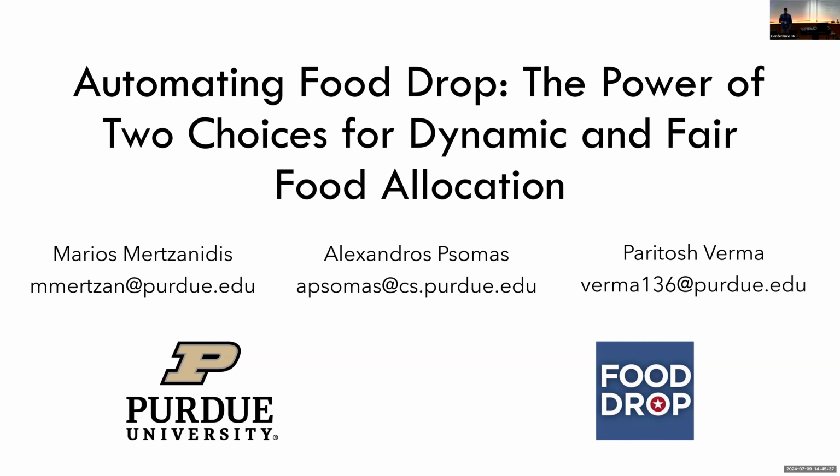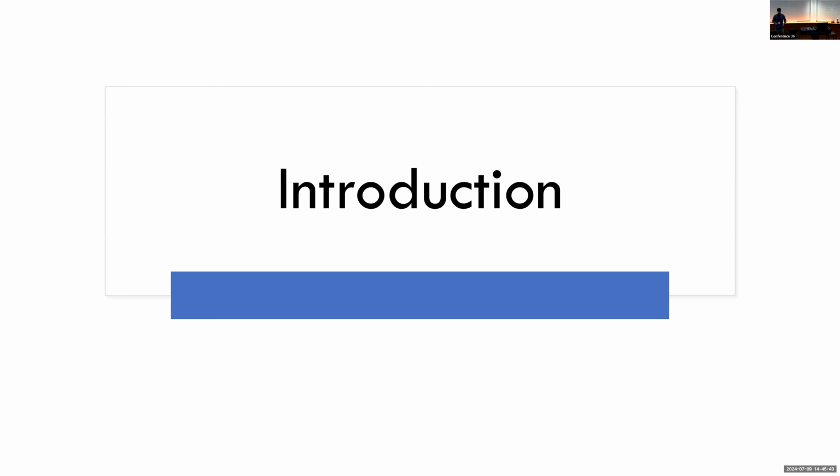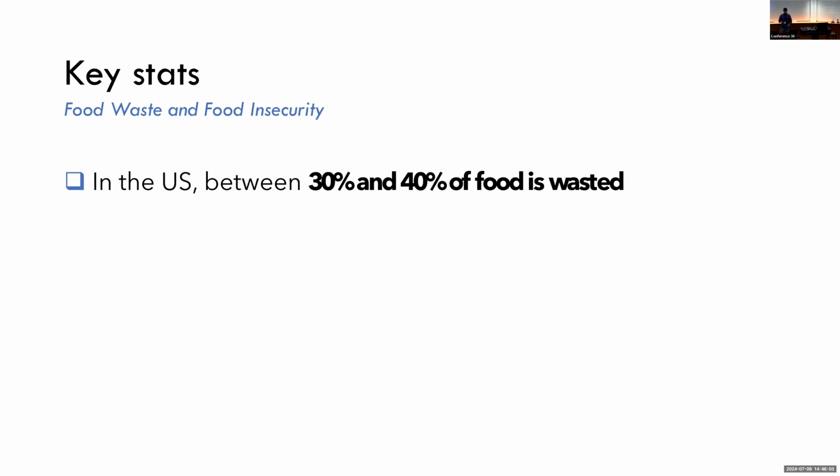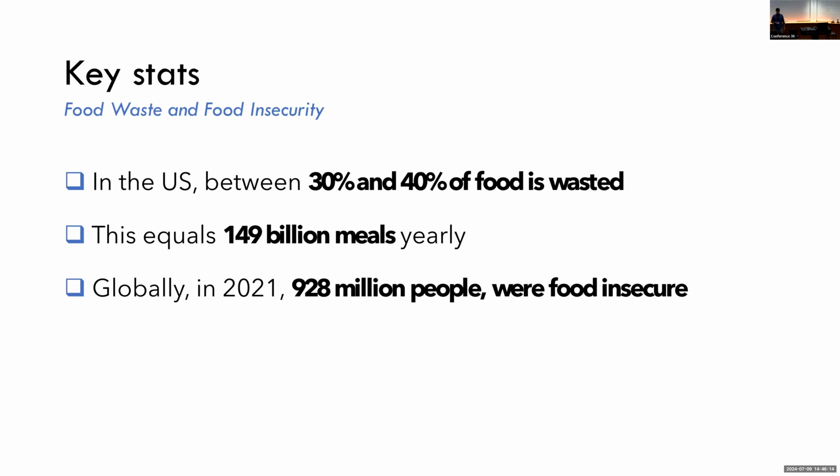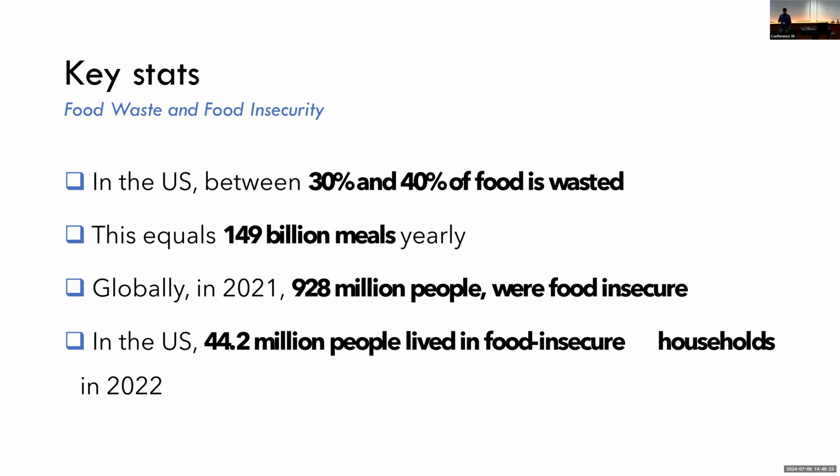So, food insecurity. Food insecurity and food waste are two global pressing issues that hardly need an introduction, but let me just give you some key statistics that help highlight the importance of these problems. In the US alone, 30% to 40% of food is wasted, which translates to 149 billion meals yearly. At the same time, almost paradoxically, globally in 2021, 928 million people were food insecure. And in the US, 44.2 million people lived in food insecure households in 2022.